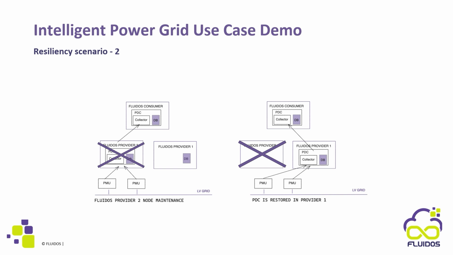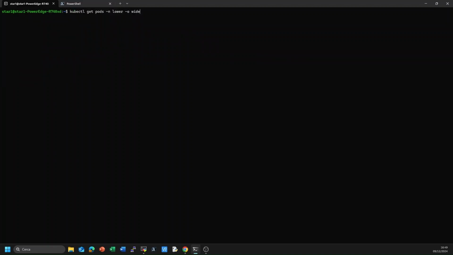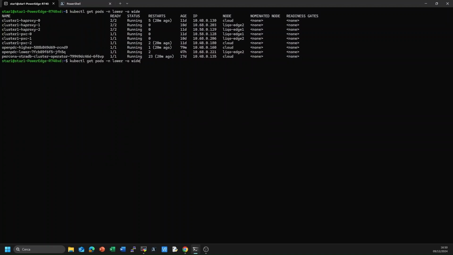PMU data from the RSE Distributed Energy Resources Test Facility is collected using a low-level PDC application deployed on the FLUIDOS Provider 2 node. This node hosts both the PDC collector and a database replica. To simulate a fault, Provider Node 2 is intentionally shut down. This action allows us to observe how FLUIDOS reallocates workloads to maintain uninterrupted service.